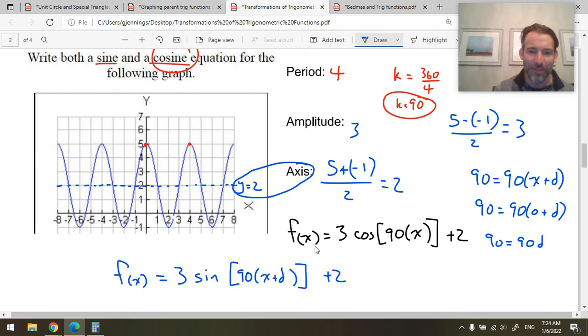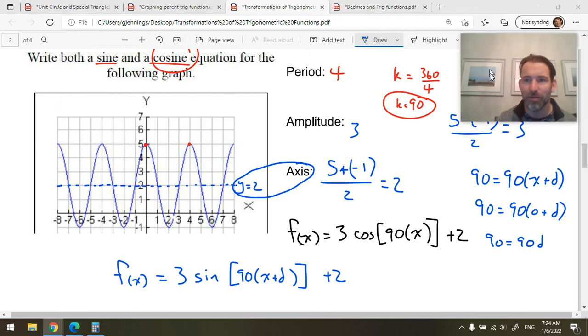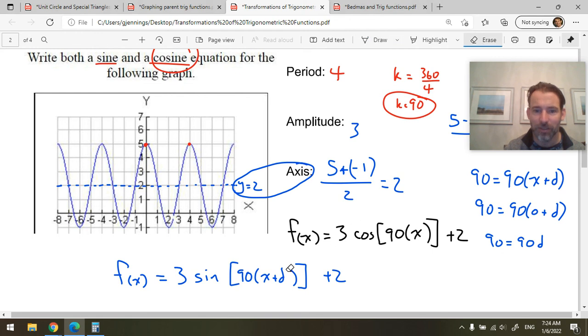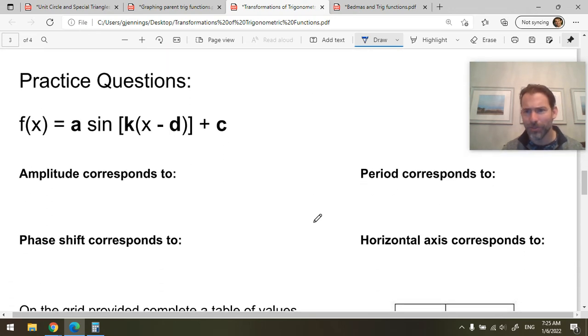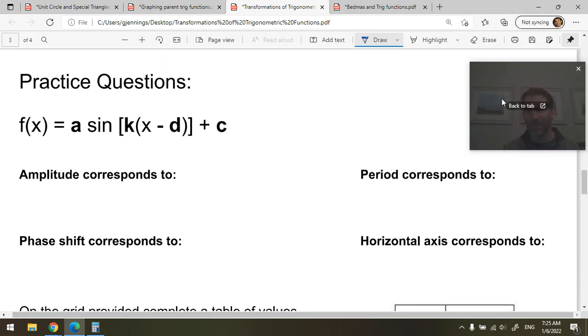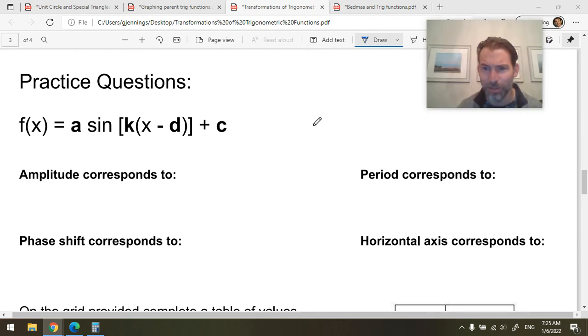Okay, so I can put that in. Plus 1. There, that'll do it. So that's how you can calculate it if you know what you want to be there. The other way is going to be a little more tricky, and I'll show you that more tomorrow. Again, phase shift is tricky. We're going to kick it down the road a little bit, but here are some practice questions for you.